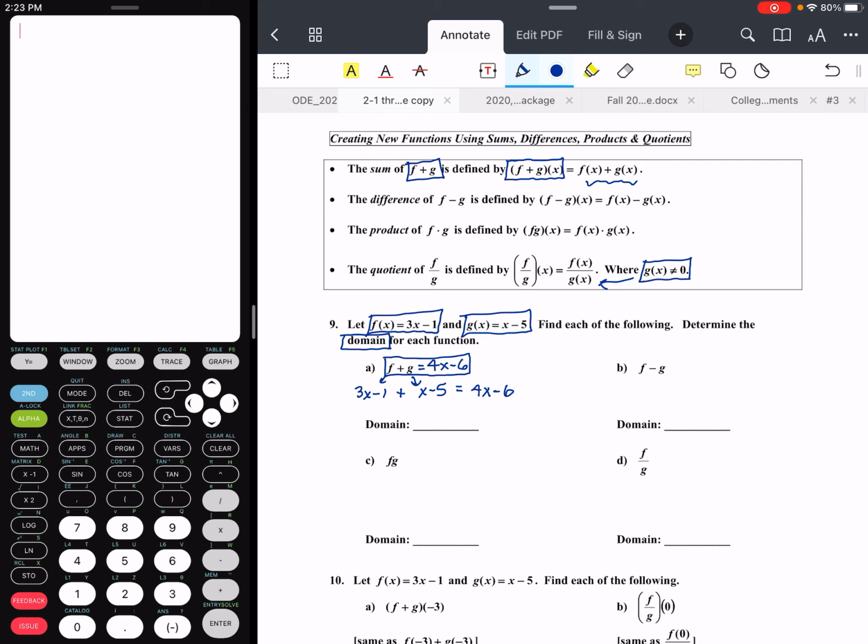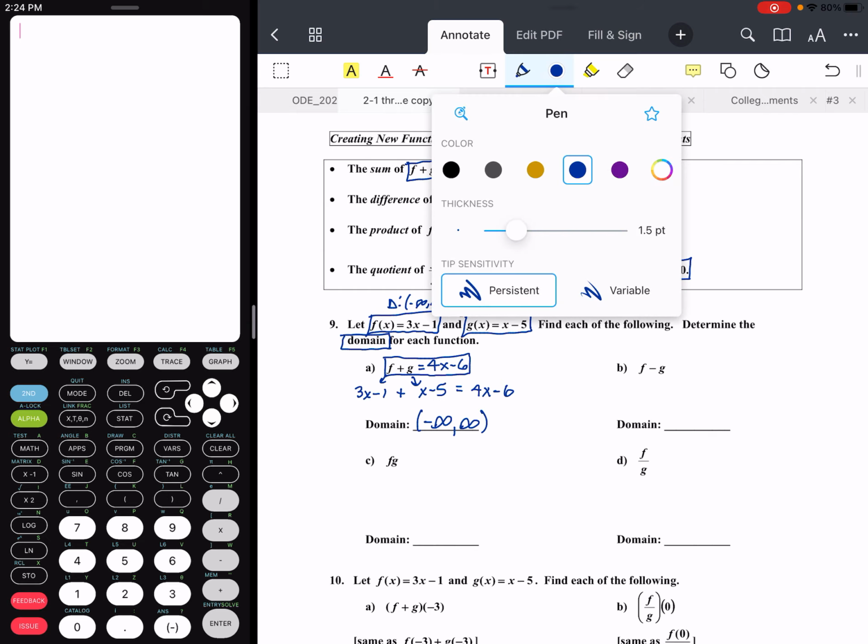Okay, so what's the domain of this combination function? Well, just as a reminder, f of x, the domain would be negative to positive infinity, all real numbers, no restrictions there. It's a polynomial function. Same thing for g of x. The domain would be negative infinity to positive infinity, no restrictions, all real numbers. The combination function is also a polynomial function, so the domain has no restrictive values, no excluded values. So we get negative infinity to positive infinity.